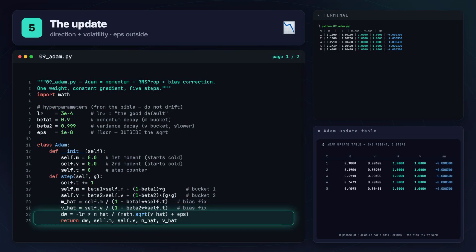The update and return. W changes by minus LR times M hat over the square root of V hat, plus epsilon. The epsilon lives outside the square root. That's the Adam convention, not inside. Getting that wrong is a real and common bug. We return DW plus the 4 intermediate values, so the loop can print the full table.